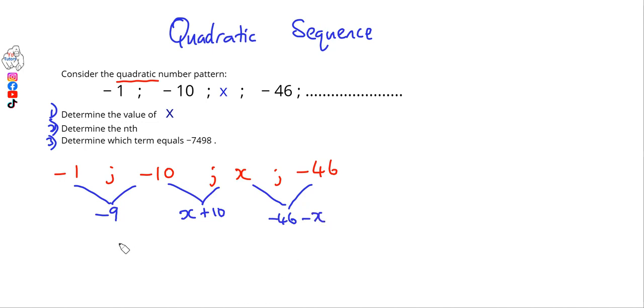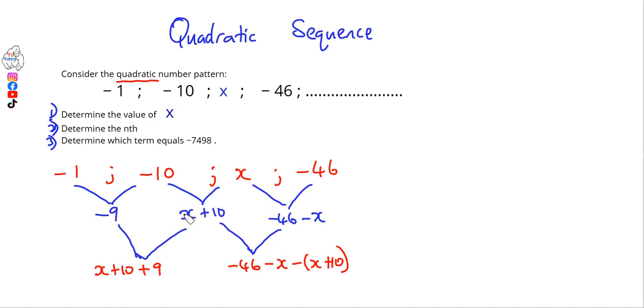But now there's something special. Since we are told already that it's a quadratic sequence, we know that the second difference should be equal. So from this one here, how do we write our second difference? It's going to be x plus 10 minus negative 9, which gives us plus 9. Then here it's going to be negative 46 minus x, minus in brackets x plus 10. So always be on the lookout on this one. Whenever you have two terms to subtract, put a bracket so that you can get your values nicely.